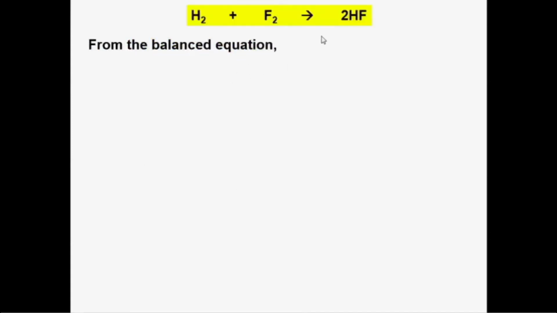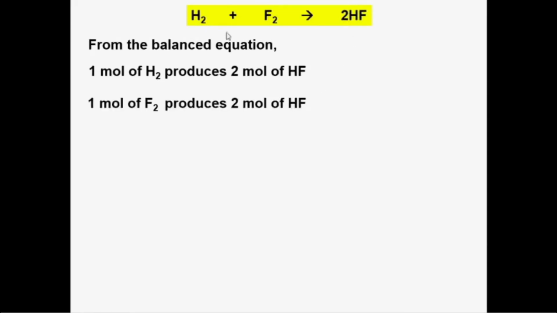Now let's look at this. Still, I'm going to use the same example here. From this equation, we know that 1 mole of hydrogen produces 2 moles of hydrogen fluoride, and 1 mole of fluorine also produces 2 moles of hydrogen fluoride. And remember guys, we have 2 moles of hydrogen and 3 moles of fluorine.